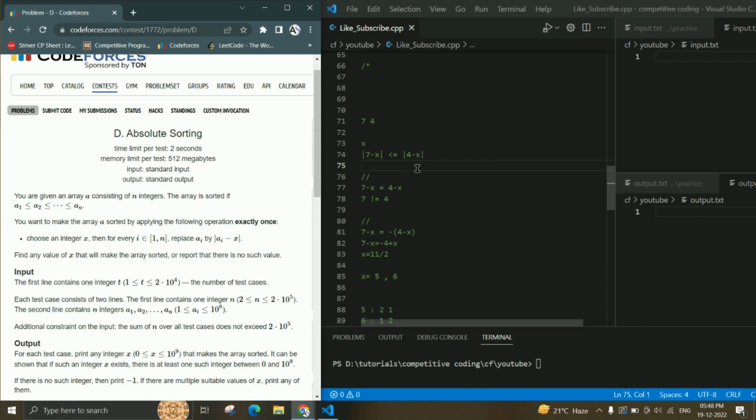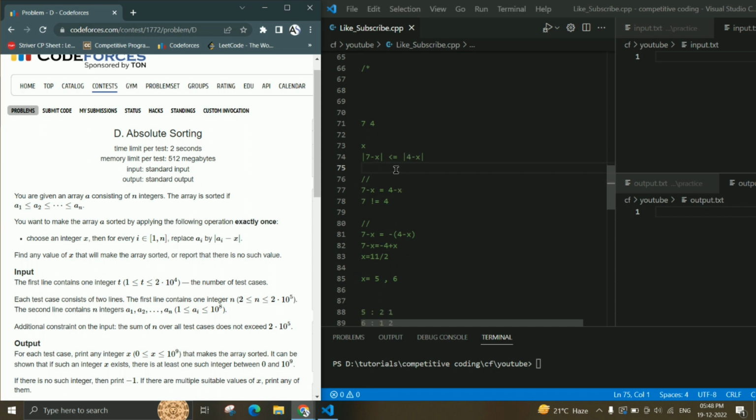So let's understand what the minimum value required is, so that after taking the absolute difference with it, the array becomes sorted. I have taken an example, 7 and 4. 7 and 4 is the unsorted array, and then I take x and take the absolute difference of 7 and 4. The inequality will be this: |4 - x| should be greater than or equal to |7 - x|, because we need a sorted increasing array.